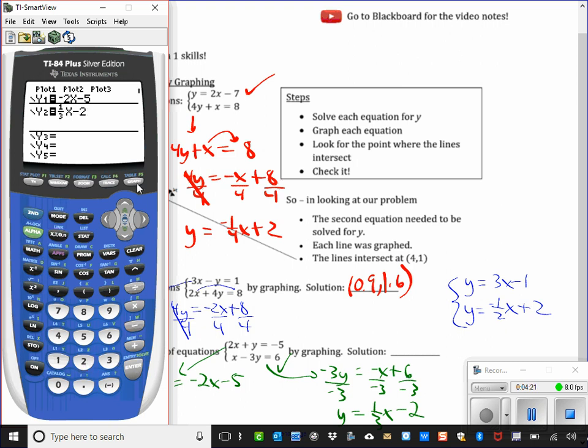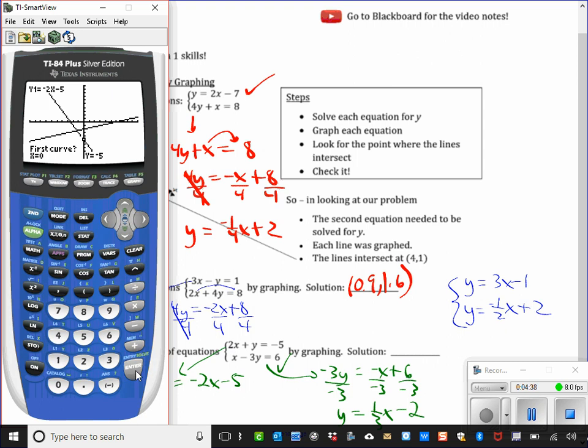All right, so I press graph. All right, and so I do see them intersecting. To get the intersection on your calculator, you have to press second, and up here in the top, trace, which is calculate, and you choose number 5. So you go down to number 5, or press the number 5 and press enter.